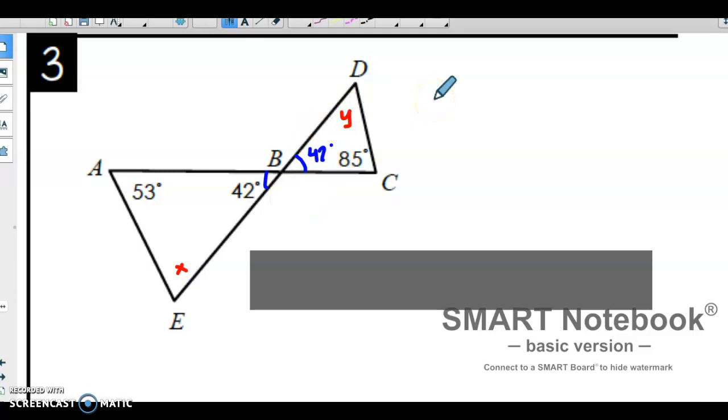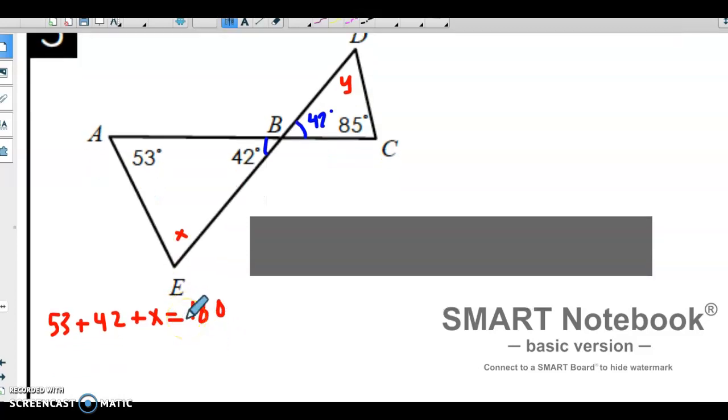Remember that all three angles in a triangle add up to 180. So to figure out what X is, you're going to have to do 53 plus 42 plus X equals 180. And then you're going to have to solve for this angle. So let's go through and do it. 53 plus 42 is 95. So we get that 95 plus X equals 180. And then you're going to subtract 95 from both sides to figure out what X is.